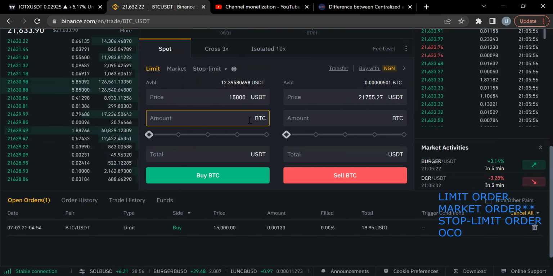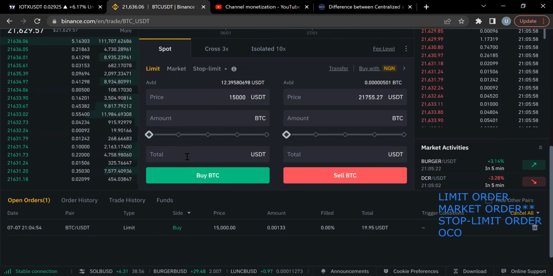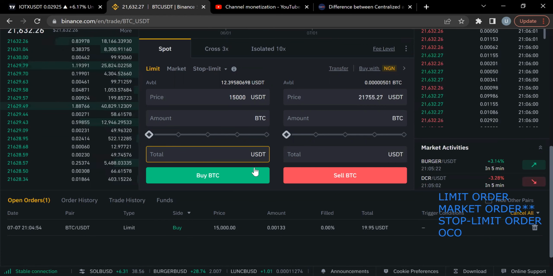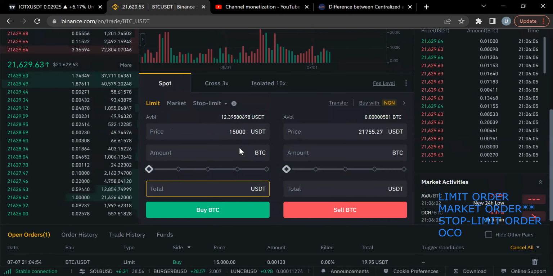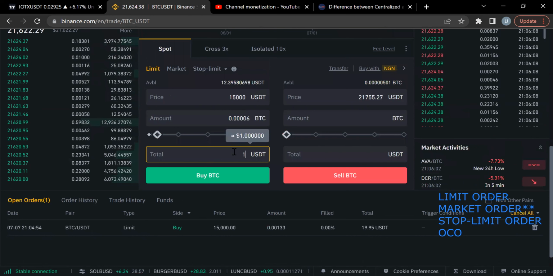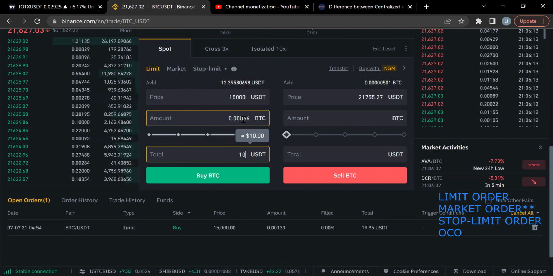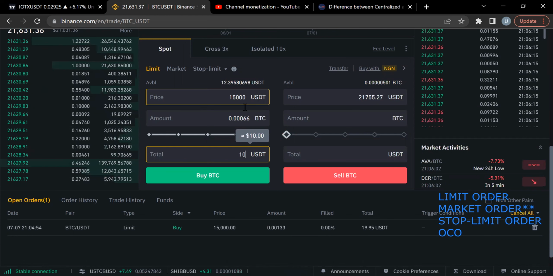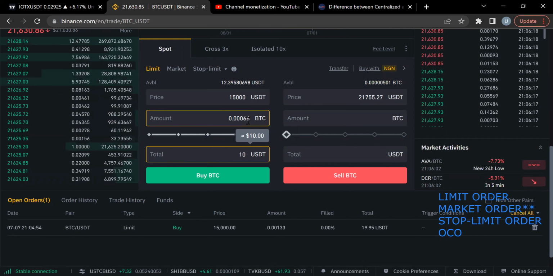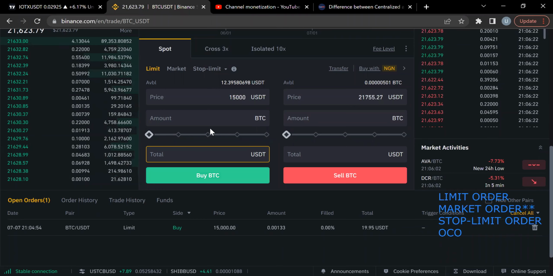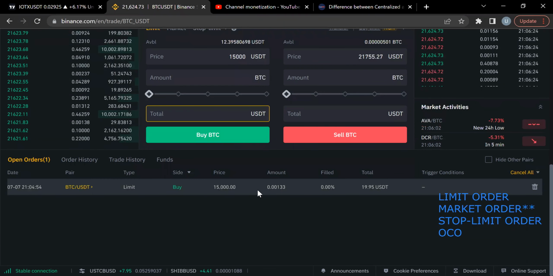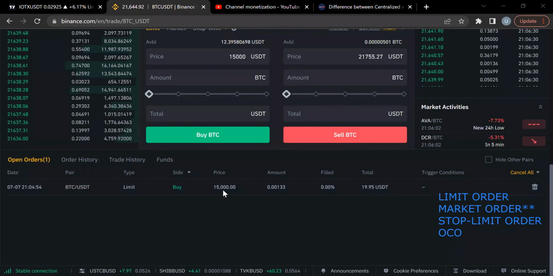Now, if you don't have the calculation of the amount of Bitcoin you want to buy, you can just come here and put the amount of dollars, USDT, you want to spend. I'm having USDT in my wallet, currently $12 USDT. So I can come here and put that I want to buy $10 worth of BTC at this price. So this is the amount of BTC I can buy with $10 if BTC drops to 10,000. Can you see it? So I can buy 0.00066. So that's what I just did. And immediately you press buy, it's going to place it as a pending order.